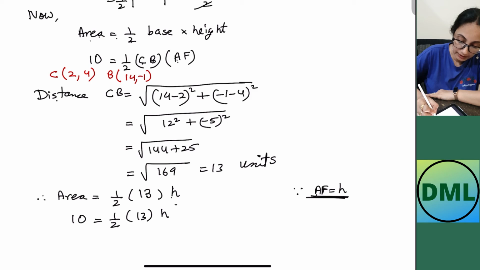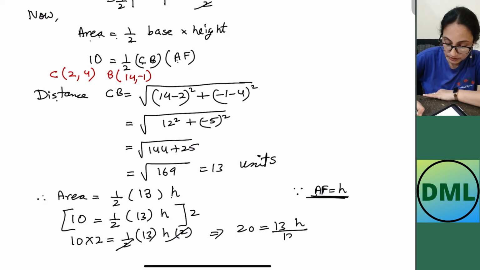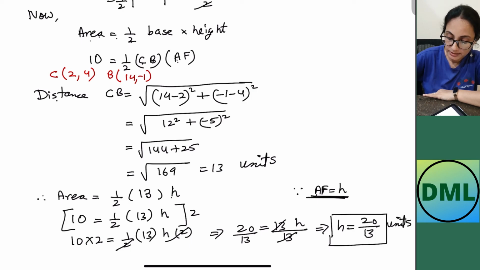Now what I have to do is multiply this full equation by 2. So what will happen here? It will be 10 multiplied by 2 is equal to half 13 times H multiplied by 2. So 2 will get cancelled with 2. My answer will be 20 is equal to 13H. Now I have divided both sides by 13. So H is equal to 20 over 13. 13 will get cancelled from here. So my height AF is given by 20 over 13 units.